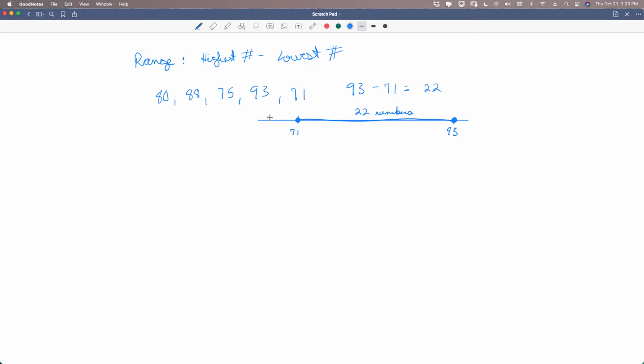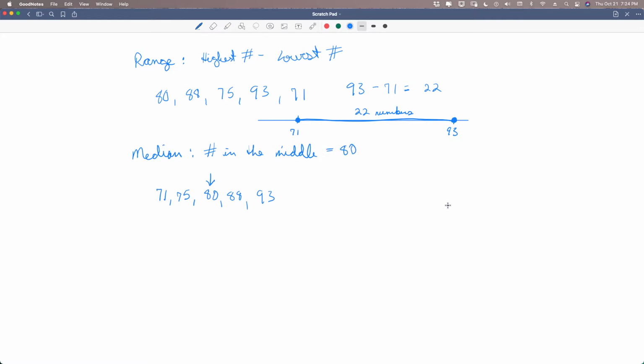Now, if we were to take this same set of numbers and ask ourselves, what is the median? Well, median is a number that means in the middle. So we would take these numbers and find the number in the middle. You're going to write them in numeric order: 71, then 75, then 80, then 88, then 93. The one in the middle is 80, because there are 5 numbers here. All we have to do is take off one off of each end until we get to the middle number. So the one in the middle is 80.